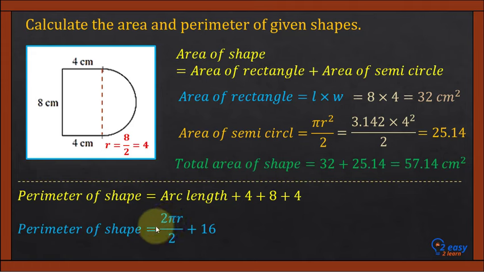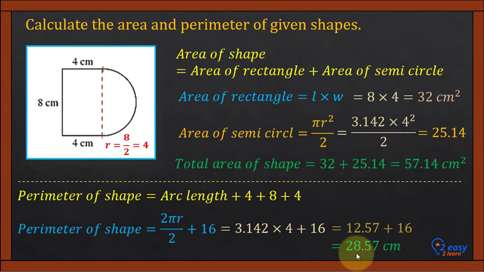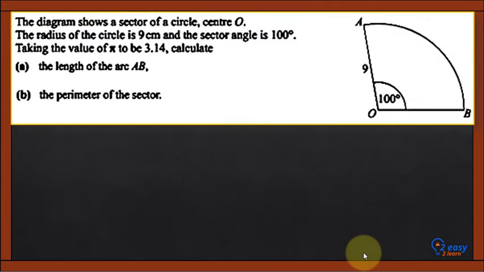This 2 is cancelled by this 2. So we can say the value of pi is 3.142 times radius, the value of r, plus this 16. We add it up. 4 plus 8 plus 4 is 16. So total perimeter is 12.57 plus 16, and the answer is 28.57 centimeters. Next question.